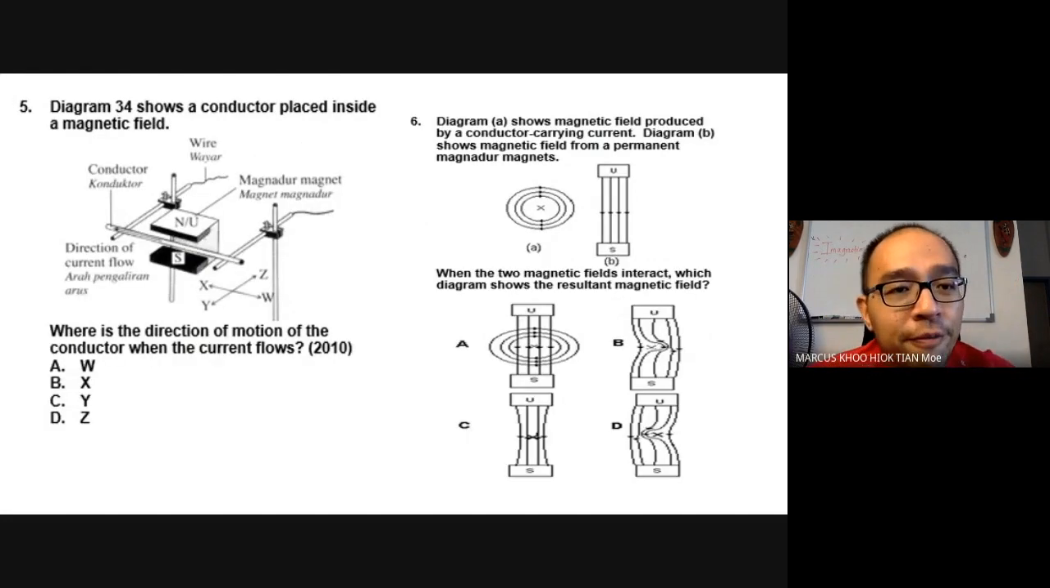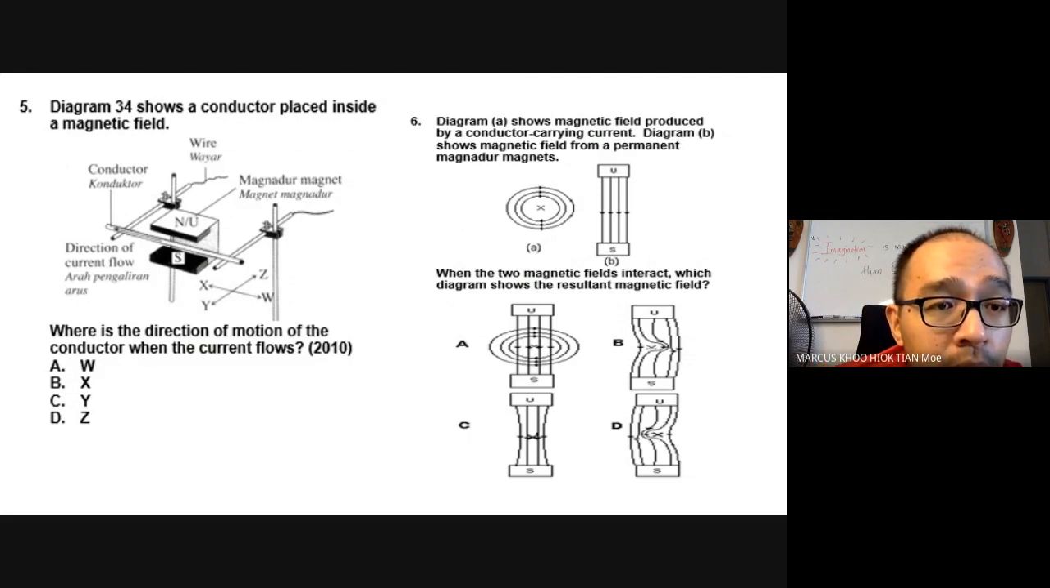Number 5. Same thing again. Left hand, everybody, come, left hand. Diagram 34 shows a conductor. The conductor is here. Which is the direction of the motion of the conductor when the current flows? The problem is it's not telling me where the current is flowing.